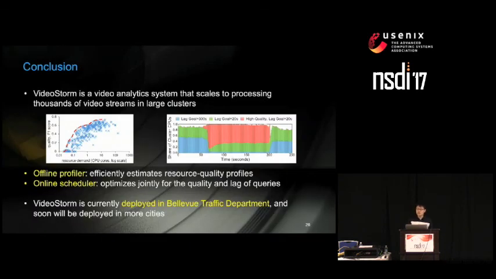To conclude, VideoStorm is a vision analytics system that could scale to process thousands of videos in large clusters. It has an offline profiler that efficiently estimates the resource quality profile, and has an online scheduler that could jointly optimize for quality and lag. VideoStorm is currently being deployed and running in Belleville City, and soon will be deployed in many other cities.